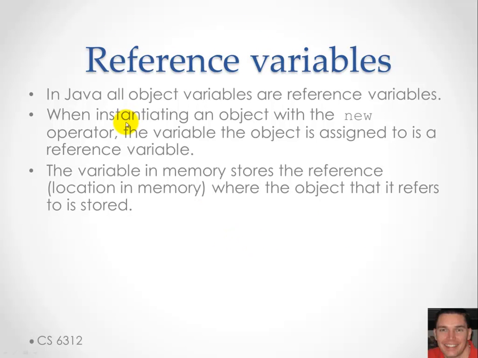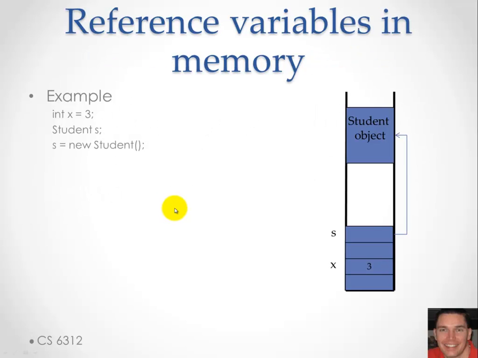Now with reference variables, first thing to note, all object variables are reference variables. So that means anything that you instantiate with the new operator is an object variable, and what that's assigned to becomes a reference variable. So the variable in memory stores the reference, or our location in memory, where the object that it refers to is actually stored. So let's look at an example here.